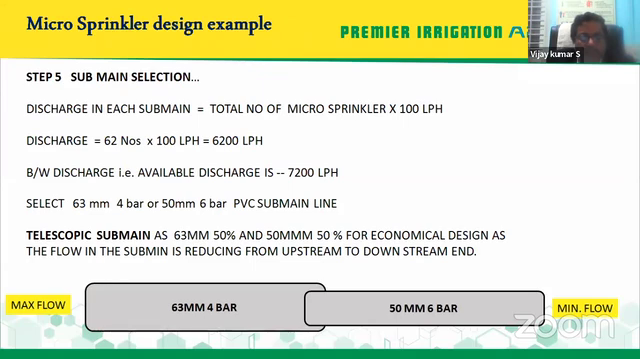Because the water is maximum at the beginning, and as it keeps flowing, it will taper off, and you will have to get the minimum flow at the end of the submain. So basically, you are going to do a telescopic design starting from the maximum flow to the minimum flow. So that is how we have completed the submain design.